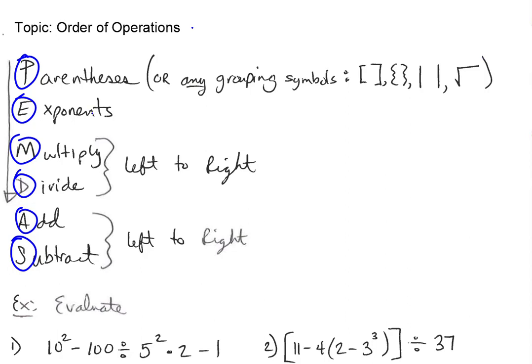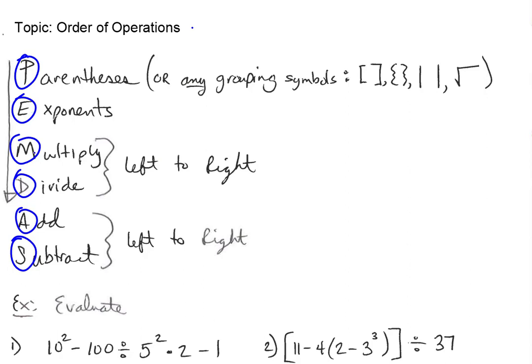Secondly, E for exponents. So we do things in this order. This is just a conventional order developed in mathematics, and we have to follow it in order to be able to communicate math correctly to people. So P is first, which really means any grouping symbols. Next, E, which means exponents.